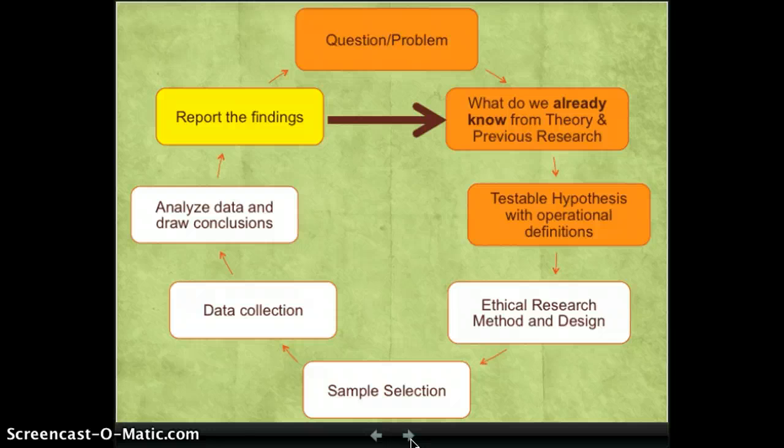So, in the research process, we begin with a question or a problem. Then we find out what we already know from theories and previous research based on reports. Then we can create testable hypotheses with operational definitions.